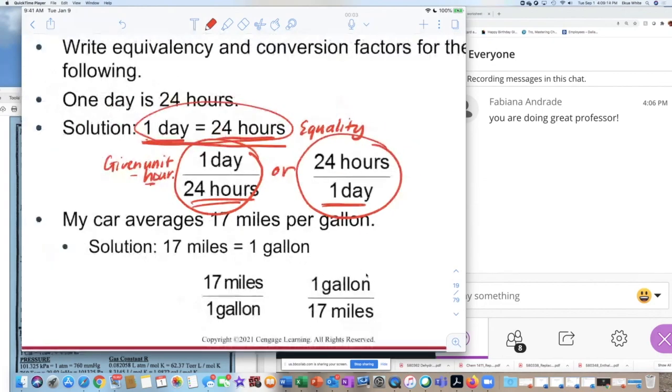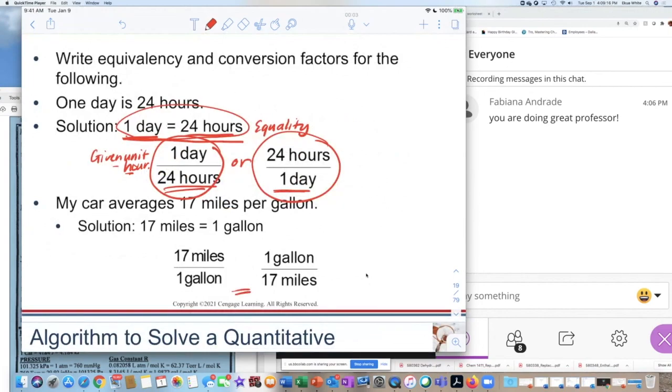Okay? So I'm not going to spend a lot of time on this. I would rather practice this so you can get the hang of it, and then maybe you can have a question.